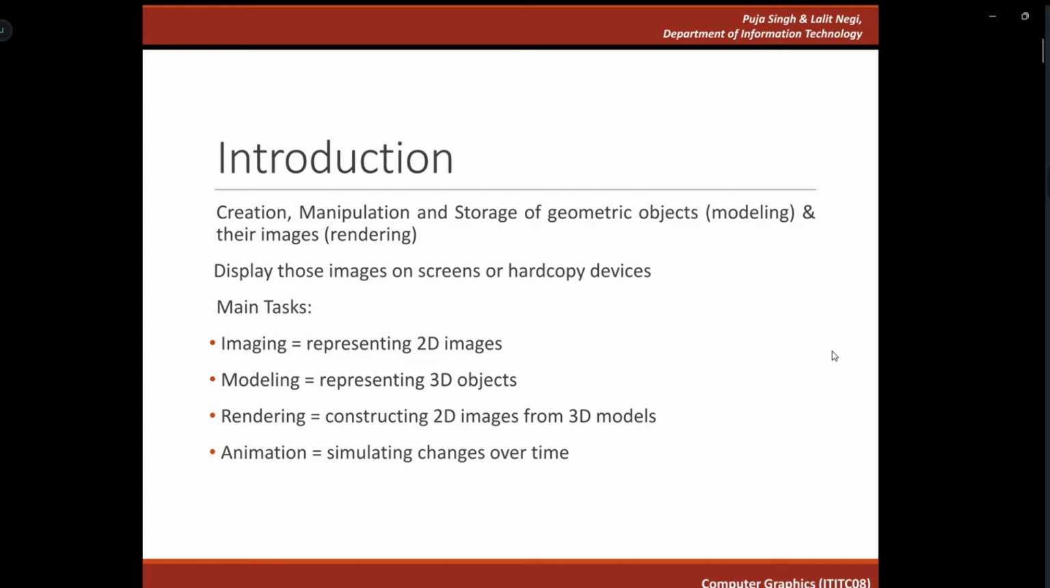Hey guys, so today we will start with computer graphics. First of all, we will see what computer graphics is and what it is used for. Computer graphics is used to create, manipulate or store geometric objects. We do this either by modeling them or by rendering their images. After getting these images, we display them on screens or hard copy devices.